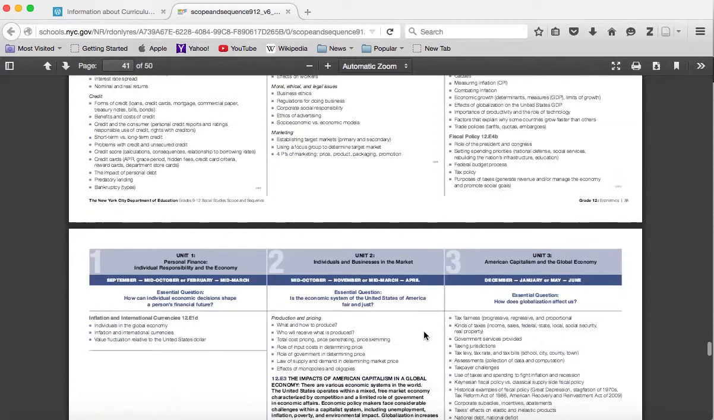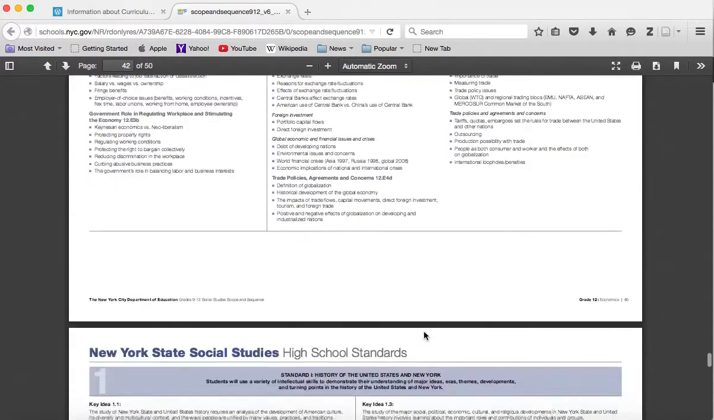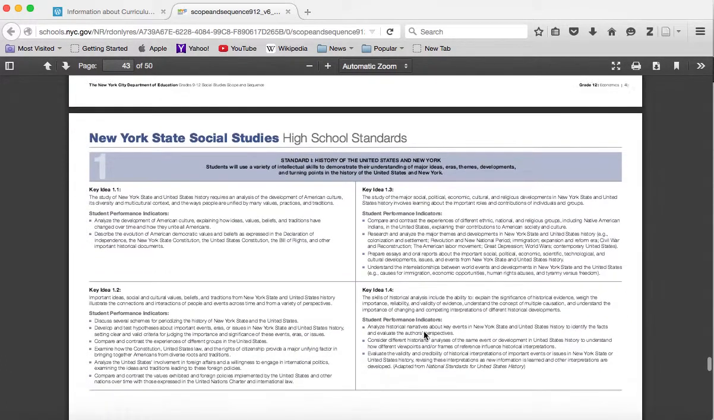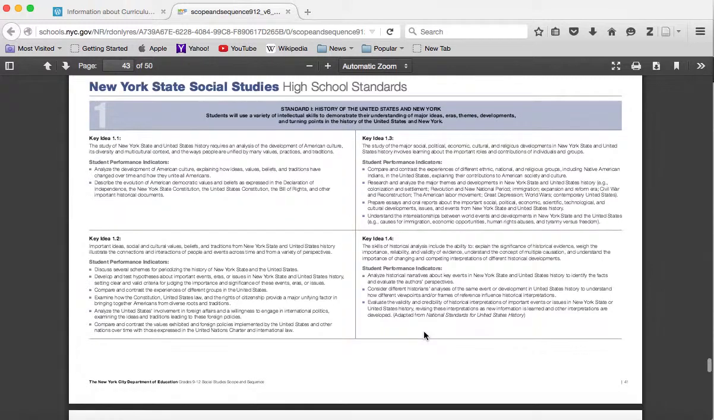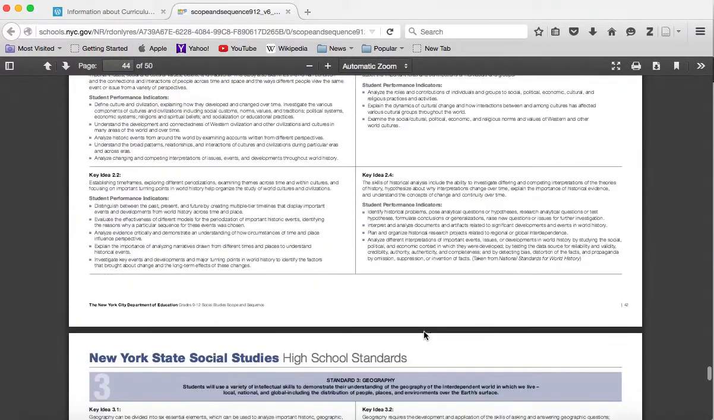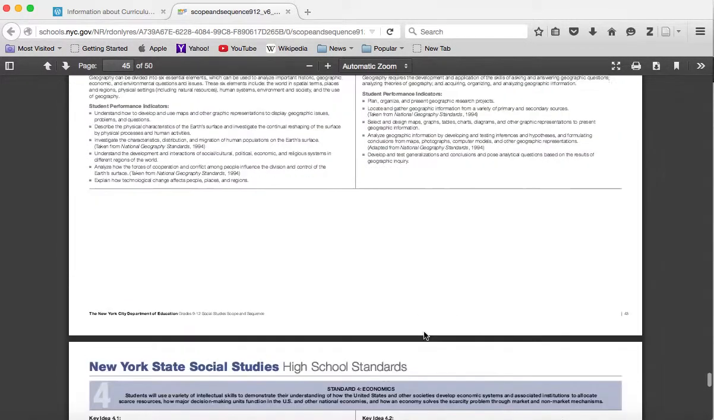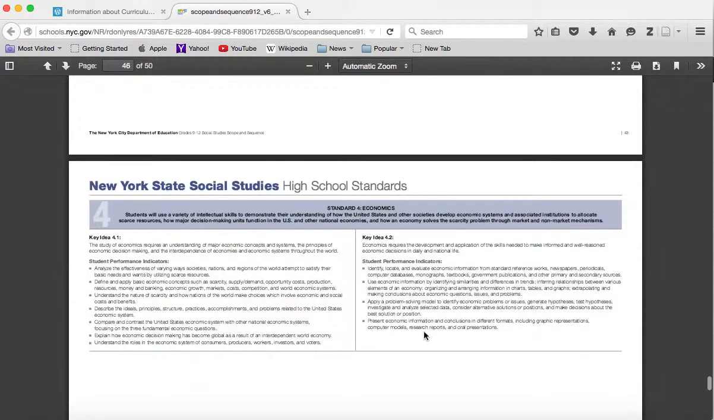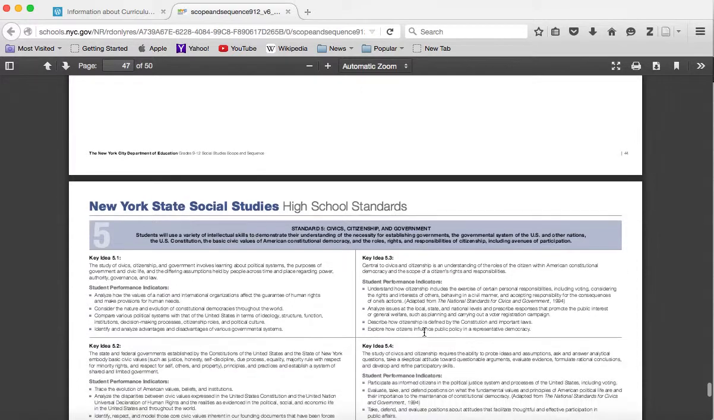Now this is the end of what is covered in each grade for grades 9 through 12. However, at the end of the social studies scope and sequence, we look at the New York State Social Studies high school standards. So standard 1 is history of the United States and New York. Standard 2 is world history. Standard 3 is geography. Standard 4 is economics. And standard 5 is civics, citizenship, and government.